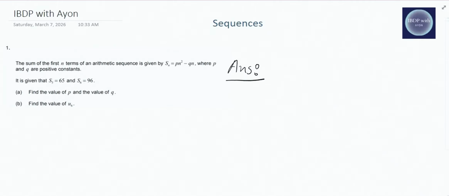We will understand sequence more by solving a few questions. So yeah, let's get started. Question 1 says the sum of the first n terms of an arithmetic sequence is given like this, where p and q are positive constants. It is given that S5 is 65 and S6 is 96. Part A says find the value of p and the value of q.